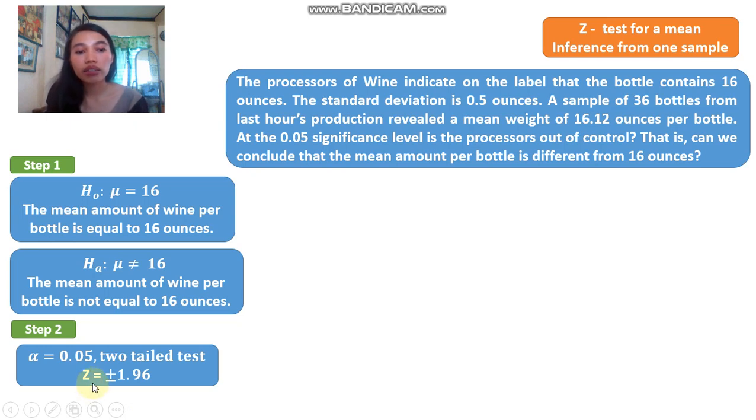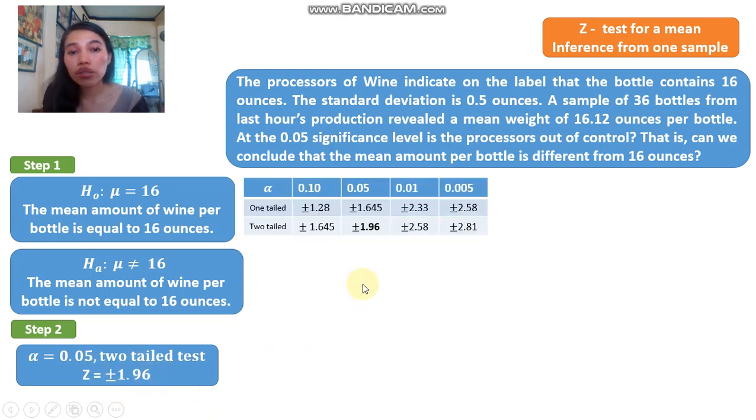Our Z critical value is plus or minus 1.96. And we use this table. I want you to take note: you have alpha of 0.05 and it's two-tailed, so plus or minus 1.96. So this is our Z critical value.